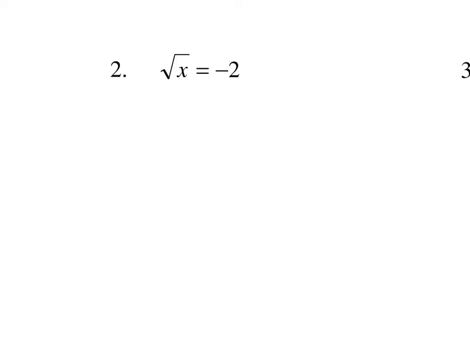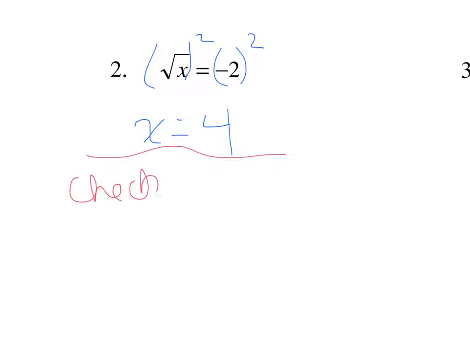On number 2, we're going to square both sides of this equation. The square root of x squared is x. The square of negative 2 is 4. Negative 2 times negative 2. When we check this, though, we try to put that 4 back in for x. The square root of 4 is not negative 2.